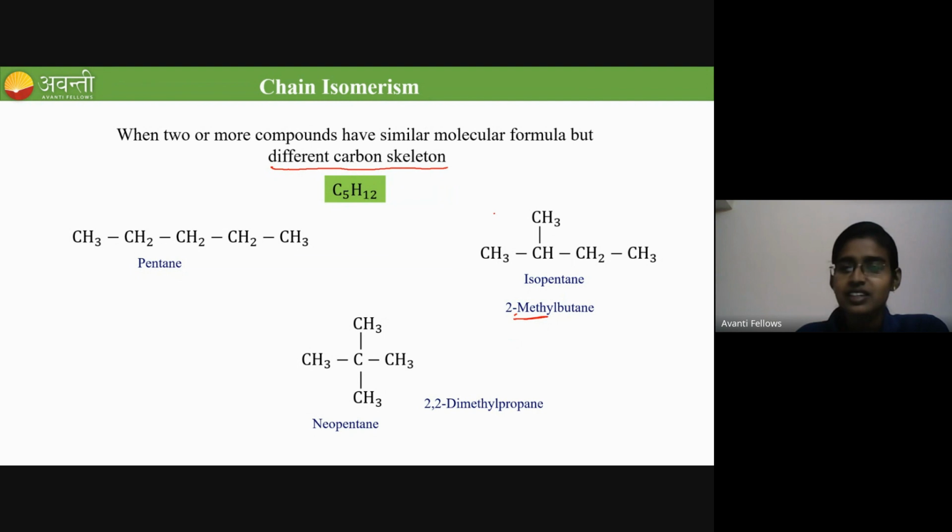So here it is called 2-methylbutane because 1, 2, 3, 4. This is the parent chain, and the second carbon has a methyl group. That's why it is called 2-methylbutane.